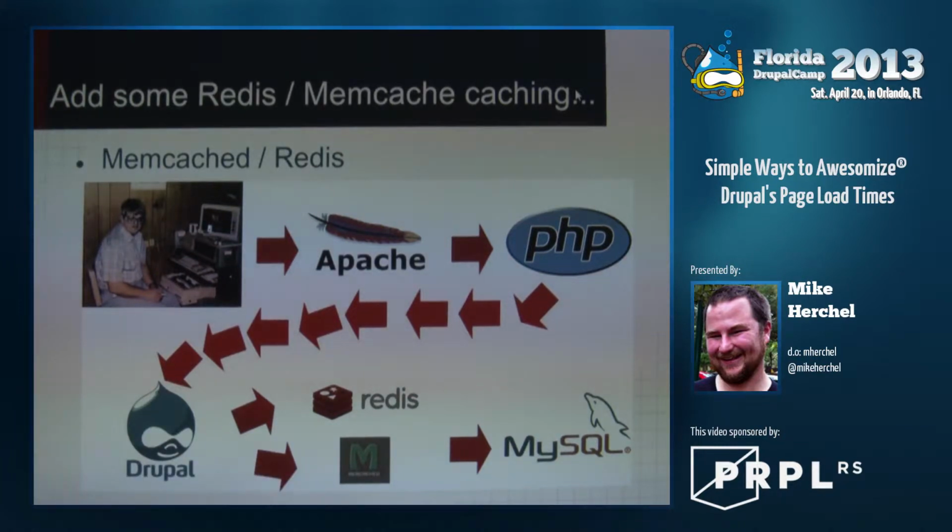Memcache is typically used with Drupal 6. Redis, there's a Redis module used with Drupal 7. But it can be, I believe, either or. I don't know if there's a Redis module for D6. Pantheon uses Redis.